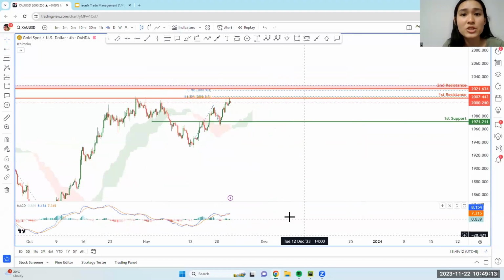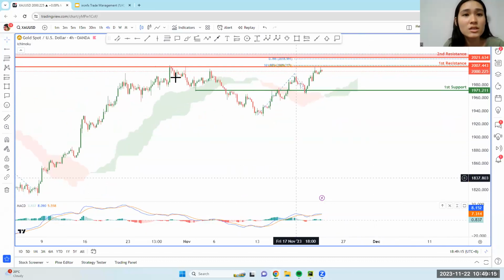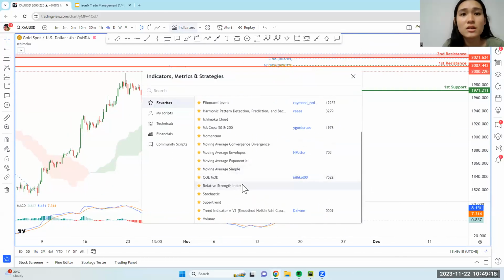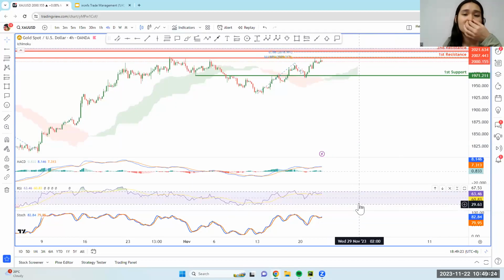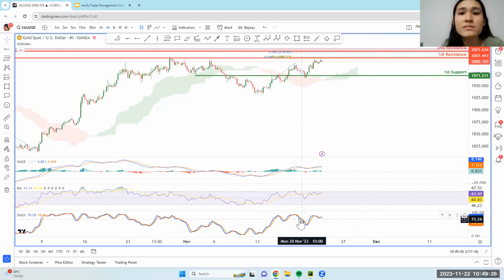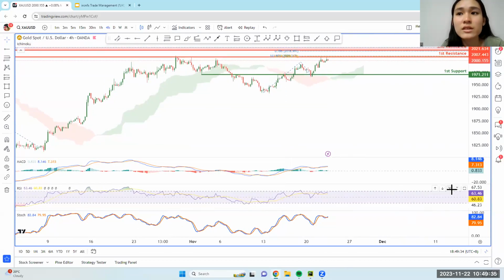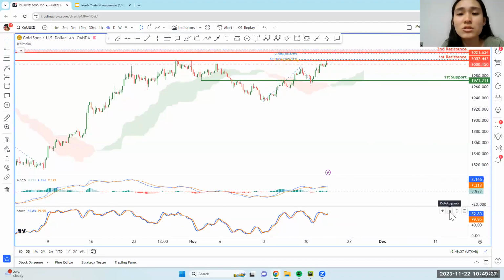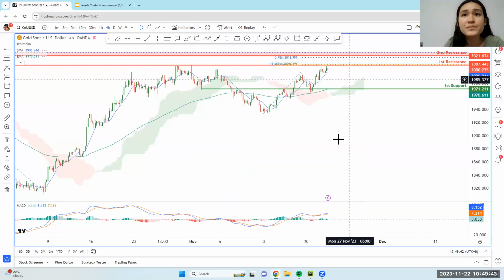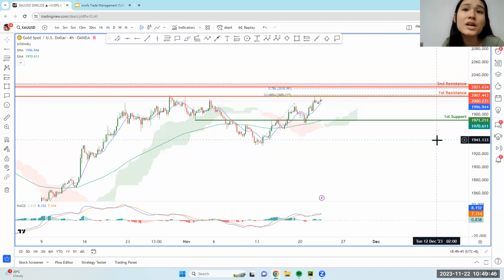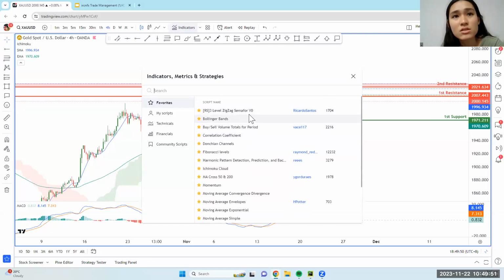Price is moving above the Ichimoku cloud, so it's giving us a bullish signal. MACD is also giving us a bullish signal. Let's look at RSI and stochastic. These aren't really telling us much. Let's take a look at our moving averages. Price is moving above both of our moving averages, so that's a good sign.